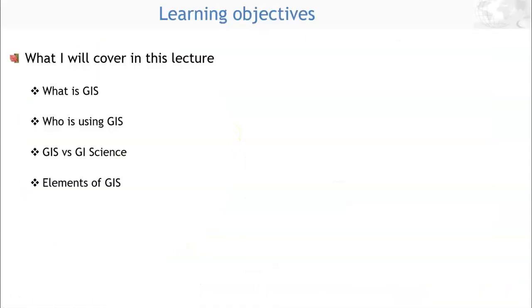Okay, the learning objectives for this short lecture are to understand first, what is GIS? Second, who is using GIS? The difference between GIS, the system, and GIS, the science. And lastly, the elements of GIS.